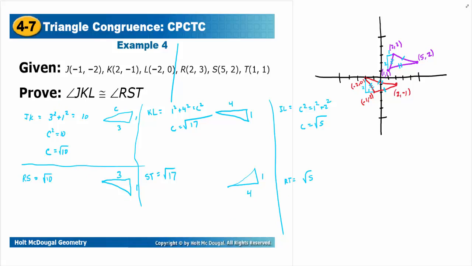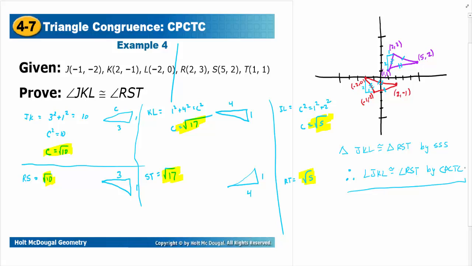If I was grading this, if this is a problem on a test or whatnot, I'm looking for these lengths. You need to show me that these all have the same lengths, all the corresponding sides. If you can do that, then you can make the following statement. You can then say that triangle JKL is congruent to triangle RST by side, side, side. Therefore, angle JKL is congruent to angle RST by CPCTC.